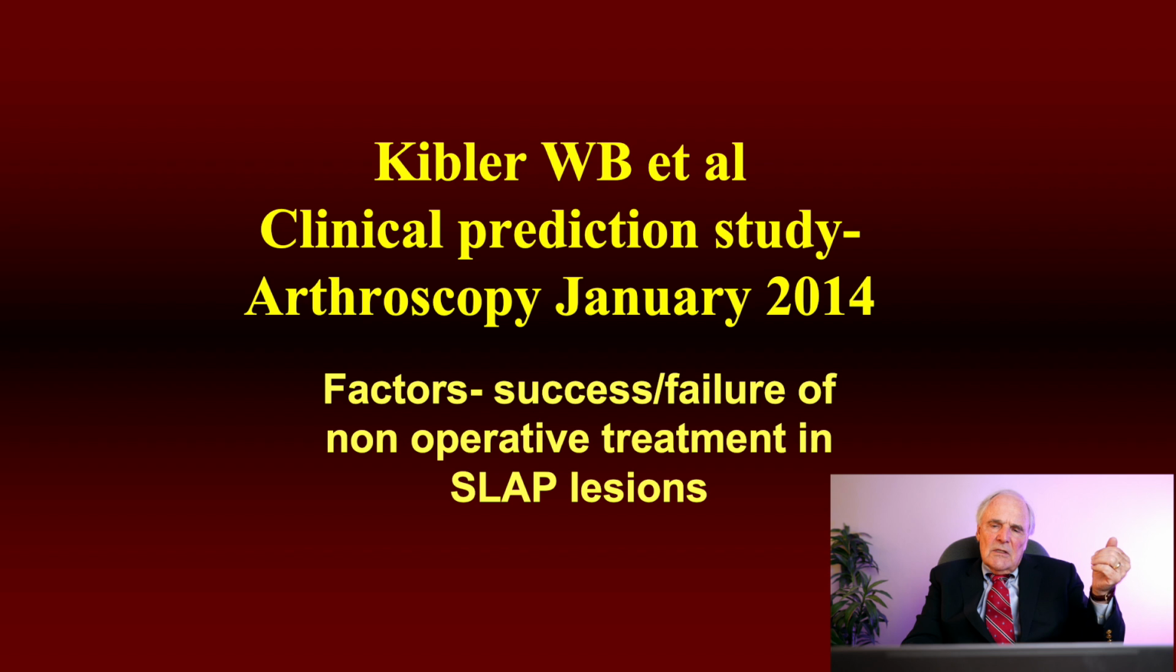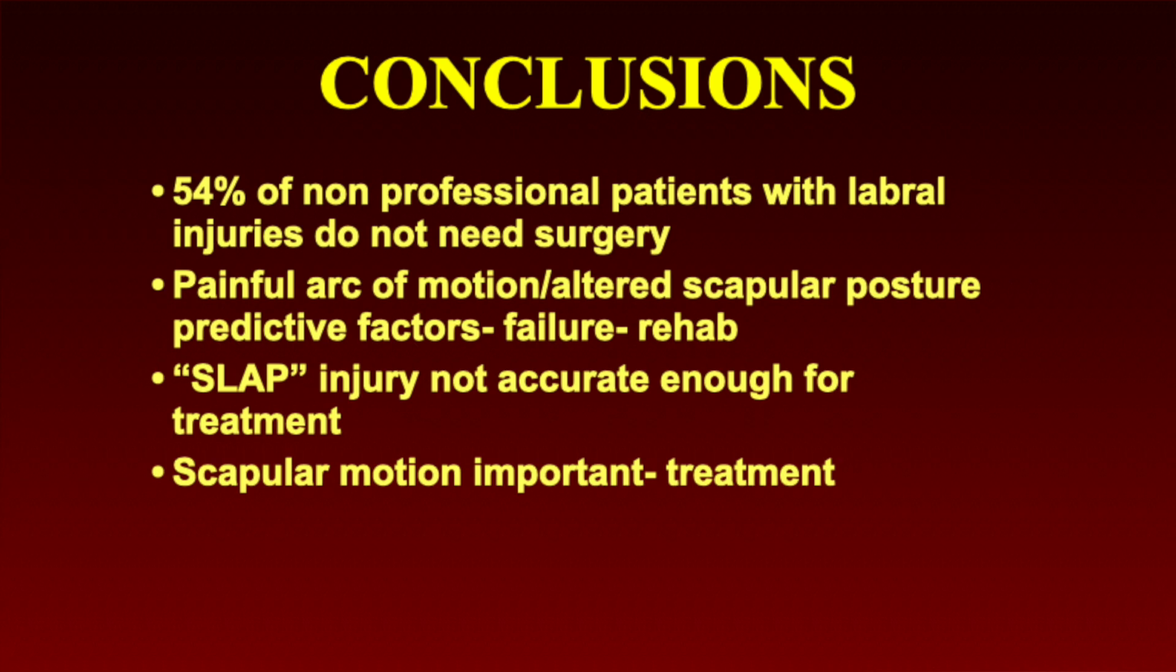We did a study on this and looked at the clinical prediction of the factors for success or failure of non-operative treatment. It turns out that 54% of non-professional college, high school, and recreational players with labral injuries do not need surgery if you put them on this 5 to 6 week program of addressing specific deficits. Now, a painful arc of motion and really bad scapular protraction are predictive factors for failure of rehabilitation. However, 54% will not need surgery if you put them through the right program. So the SLAP injury by itself is not accurate enough to guide your treatment.